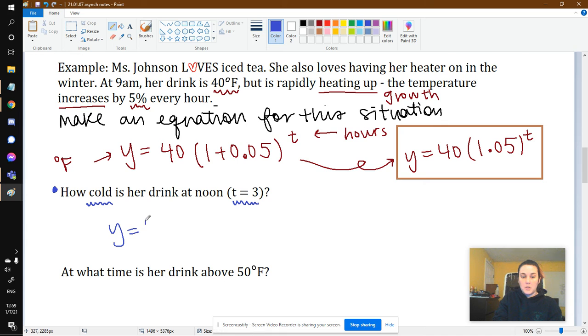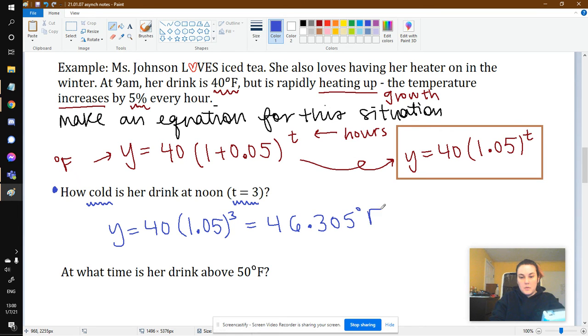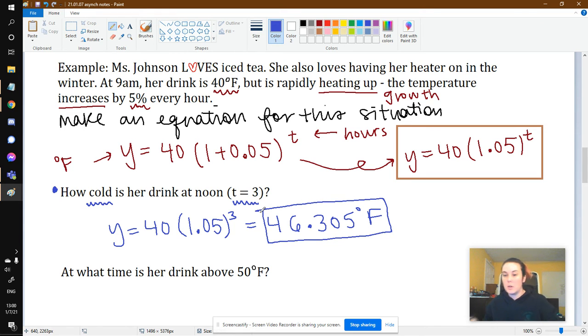So I'm going to rewrite my equation, but plug in a 3 for t. And then I'm going to go in my calculator. You can use Desmos or whatever you want. I'm going to say 40 times 1.05 to the power of 3. And it's going to say 46.305 degrees Fahrenheit. This is how warm my drink is. And by warm, I mean cold. And by cold, I mean that's the temperature. Again, when we know the time and want to know the temperature, we plug in the t and we solve for y.